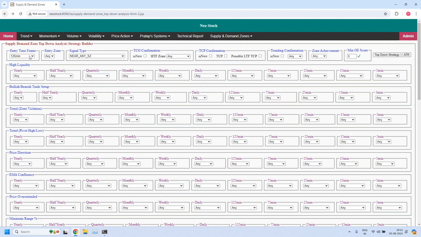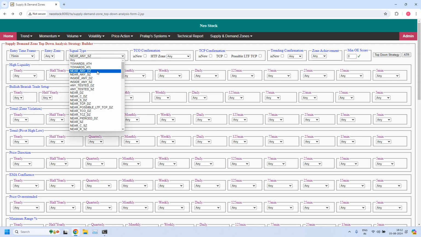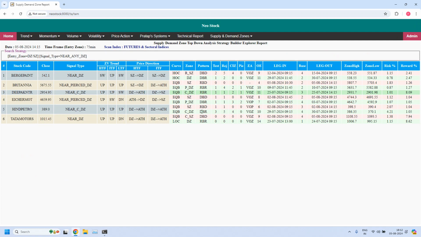And the next time frame is 75 minutes. Entry time frame is 75 minutes. Let us find the stocks near 75 minutes demand zone. 6 stocks are filtered. Let us identify any high liquidity demand zones from this list. This is a pierced zone. So Deepak Nitrate is not a valid high liquidity zone.